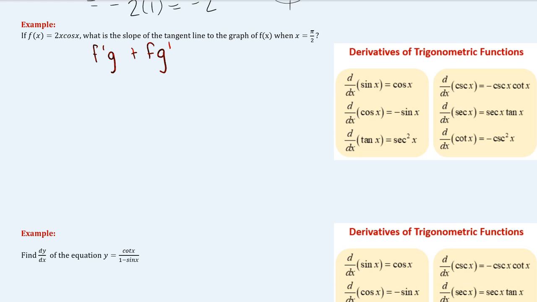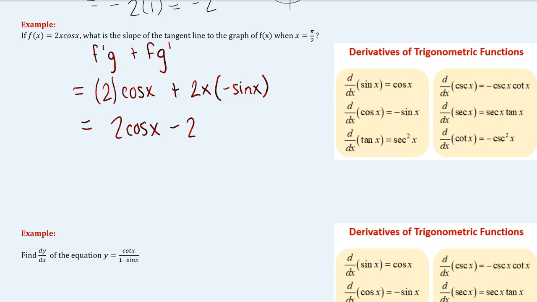So if we do that, that means we're taking the derivative of f, which, in this case, would be the 2x. So the derivative of our first piece would be 2 times cosine of x plus 2x times the derivative of cosine. The derivative of cosine is negative sine. Okay, so then that would just be 2 cosine of x minus 2x sine of x. Then it wants to know what's the slope of the tangent line, so that means that we need to plug in our pi over 2.